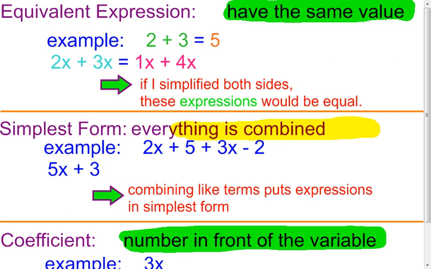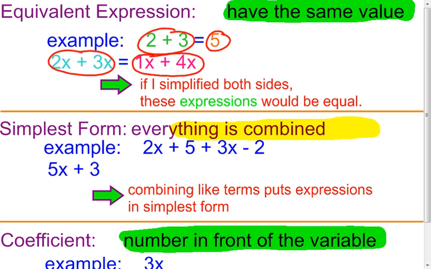All right, then we want to look at equivalent expressions. Equivalent expressions are things that have the same value. Okay? So for instance, the expression 2 plus 3 is an expression, and 5 is an expression. So they are equivalent since they have the same value. Okay? Over here, 2x plus 3x makes 5x, and 1x plus 4x also makes 5x. So 2x plus 3x and 1x plus 4x are equivalent expressions. Okay?